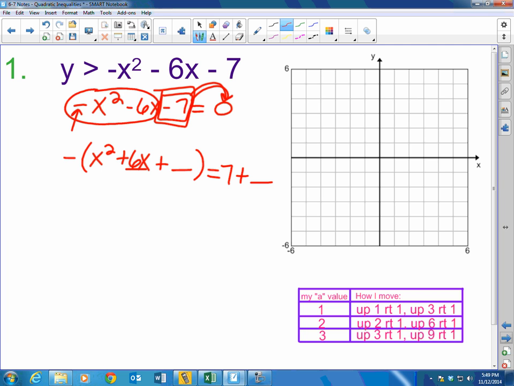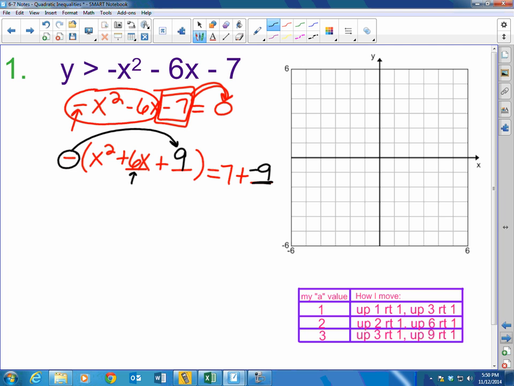Okay, then if you remember, you take half of your b value, or half of your middle number. This is your b right here. Half of 6 is 3, and then I square it. So half of 6 is 3, and 3 squared is 9. That's what goes in this blank. In this blank, you can't just put 9 if there's something out here. If there's something out in front, you need to distribute a negative times 9, and what goes on the right side is actually negative 9.